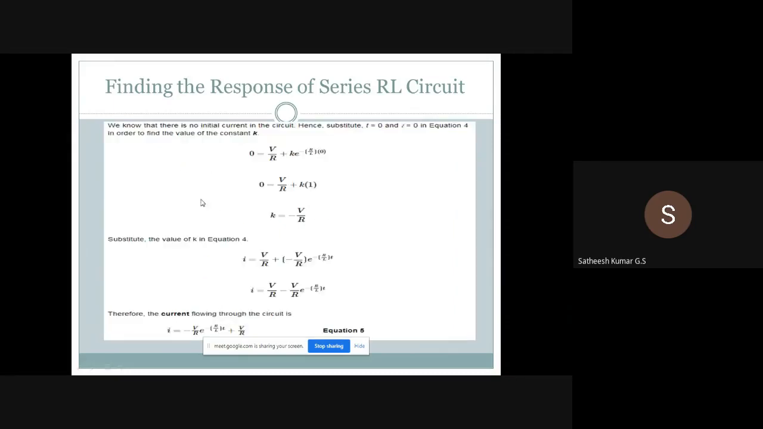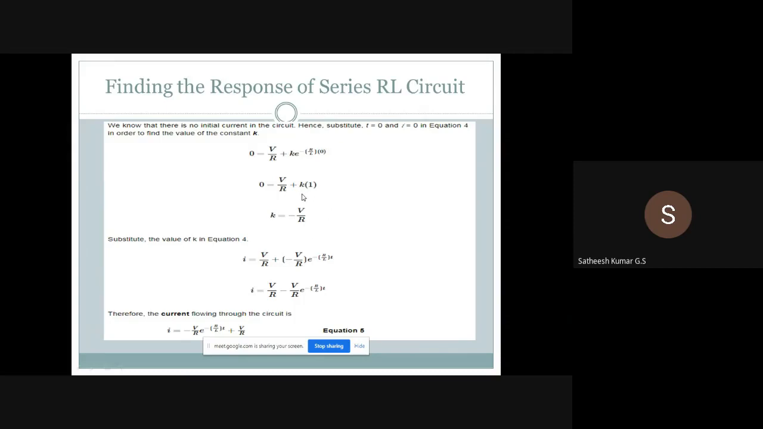Here we know that there is no initial current, so we consider t equal to 0 and I equal to 0. In this condition, substituting t equal to 0 and I equal to 0 in equation 4, I equal to 0 and t is also 0. If t is 0, the e power 0 term will be 1. So I equal to 0 gives 0 equals V by R plus K, so K equal to minus V by R. We have found the constant value.